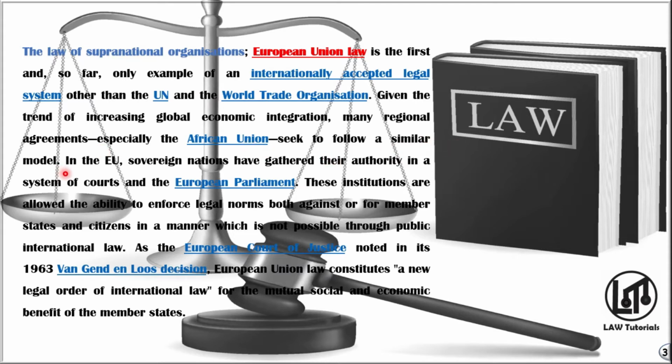In the European Union, sovereign nations have gathered their authority in a system of courts and the European Parliament. These institutions allow the ability to enforce legal norms both against or for member states and citizens in a manner which is not possible through public international law. As the European Court of Justice noted in its 1963 Van Gend en Loos decision, European Union law constitutes a new legal order of international law for the mutual social and economic benefit of the member states.